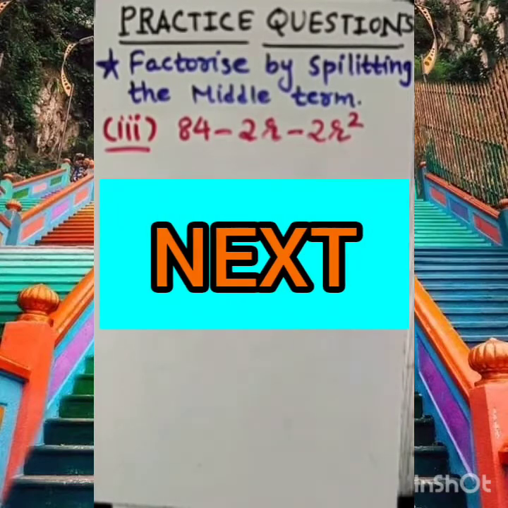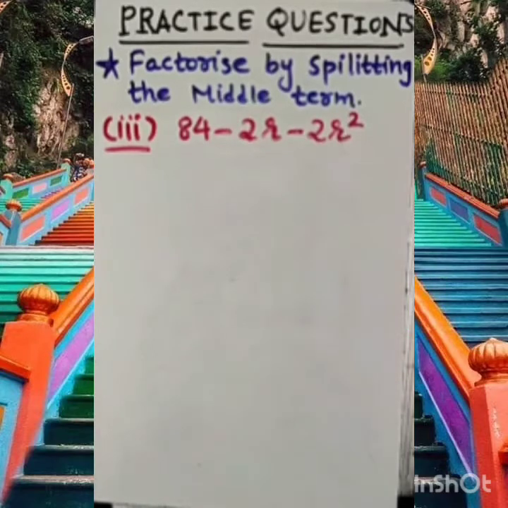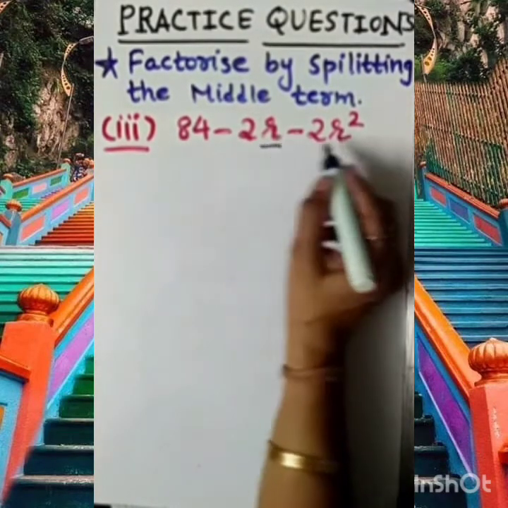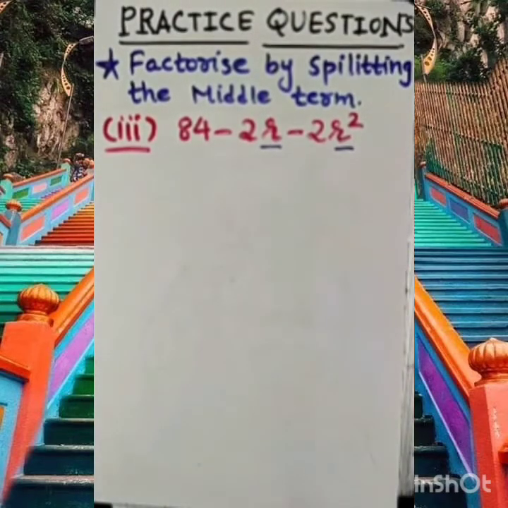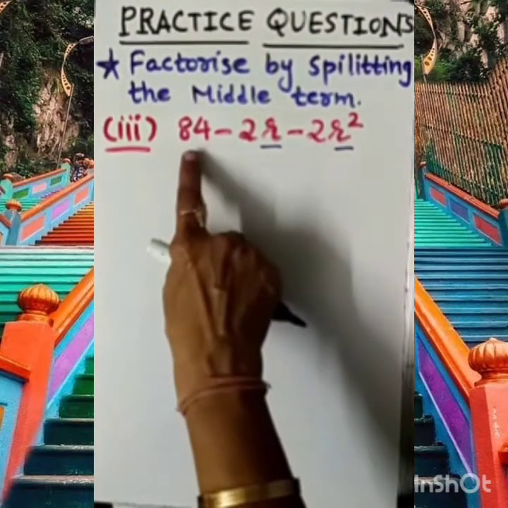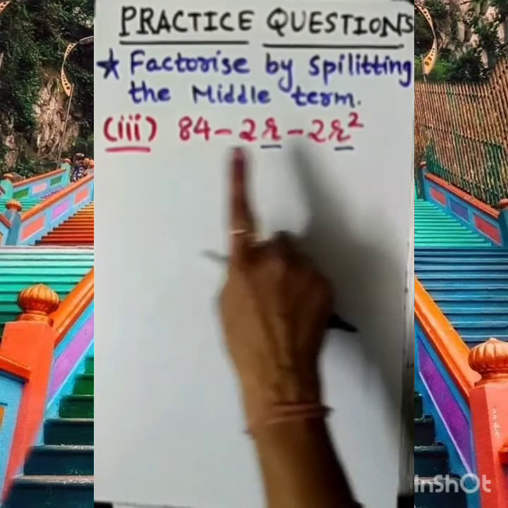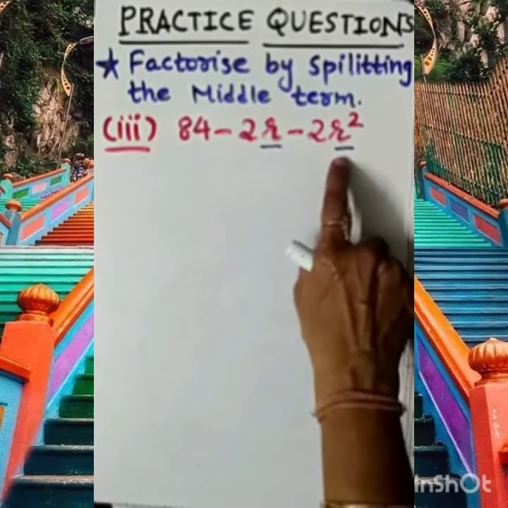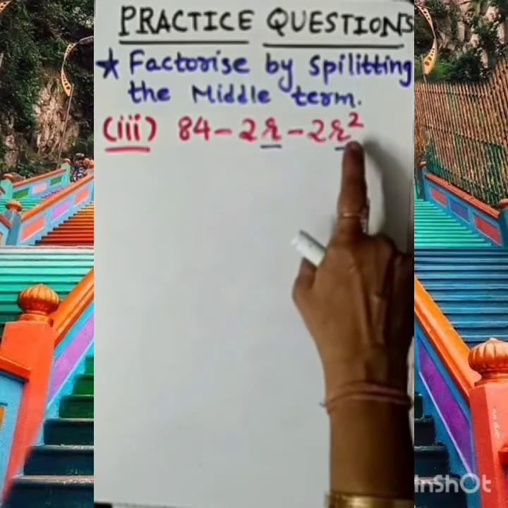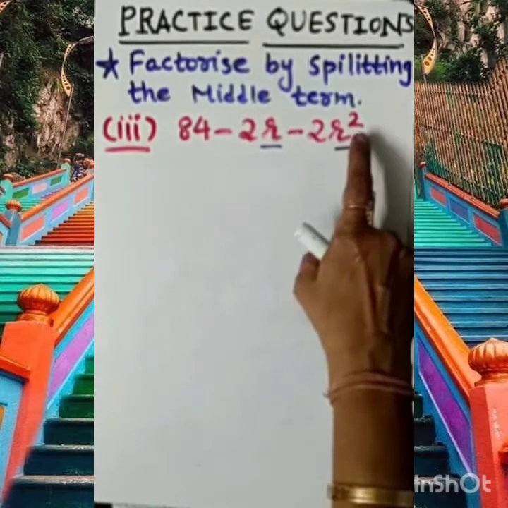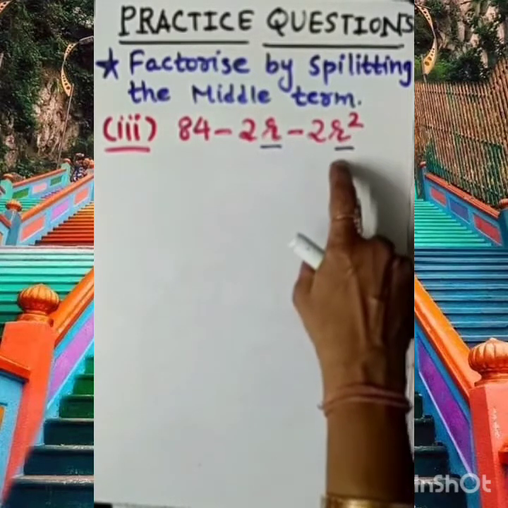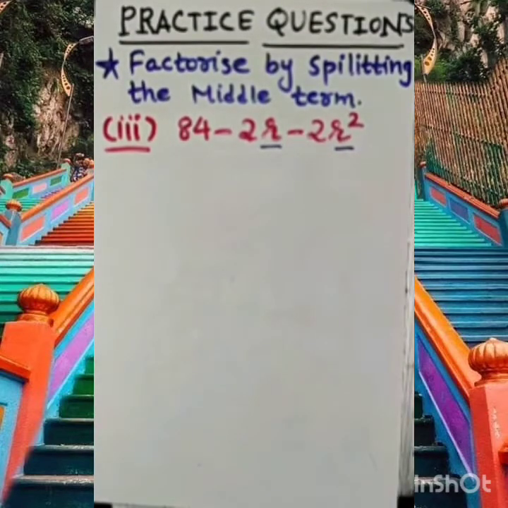So one more question, that is 84 minus 2r minus 2r square. Here the variable is r. Instead of x we are given r. But you can see here, dear student, the constant term is given in the beginning and the square term, that is the quadratic term, is given at the end, so nothing to worry about. The same procedure we need to apply, as we want to apply the splitting the middle term method.